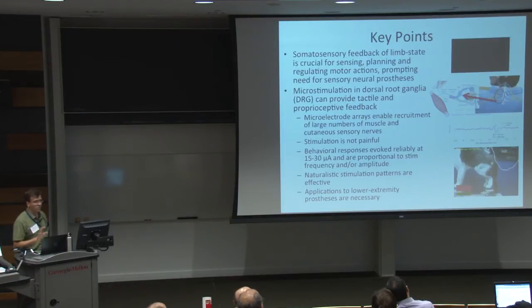And I'll spend most of my time talking and showing you some examples of why I think that's important. And then the second point is how my lab and I are working to do this. We're targeting the dorsal root ganglion, which is a portion of the spinal nerve that contains only sensory afferents, primary sensory afferents. And we're placing microelectrode arrays there. These are high-density arrays of needles that each can recruit small numbers of muscle or cutaneous afferents. And we have some nice data that shows that this is a very effective way to engage these pathways. And we can create patterns of stimulation that we think are effective for providing both tactile feedback of object interaction, but also proprioceptive feedback of limb state.